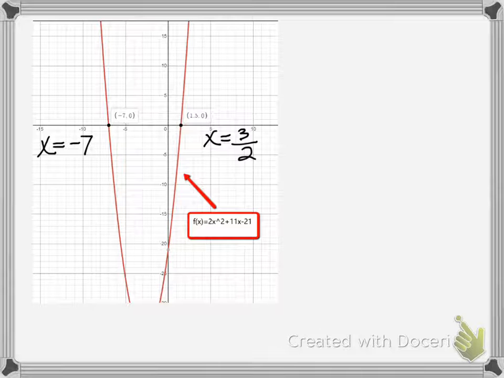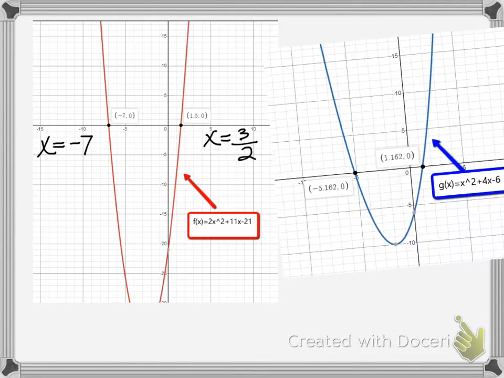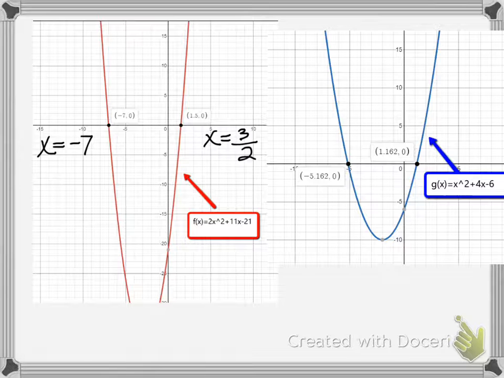All right, let's now look at the graph of the other parabola. Okay, so now you'll notice we still have two x-intercepts, but look at them. Negative 5.162, 1.162, and what you don't realize, but now I'm going to tell you, is that those numbers have been rounded just so we could fit the ordered pair on the graph.